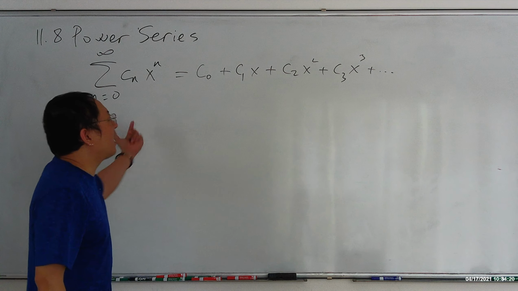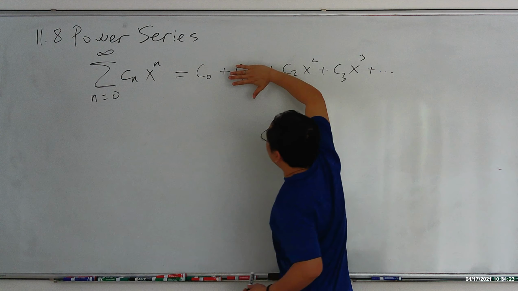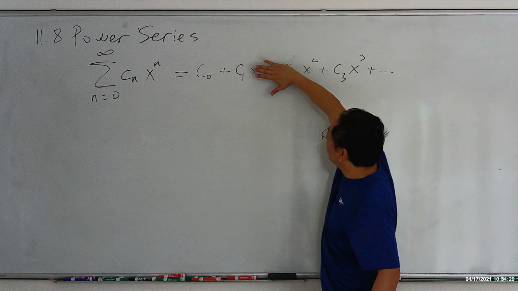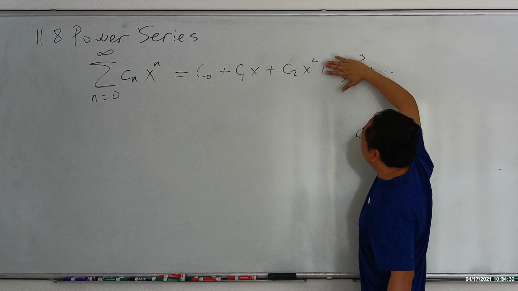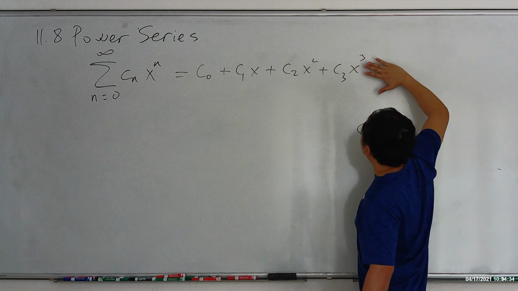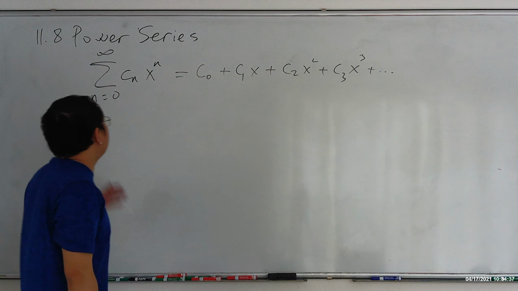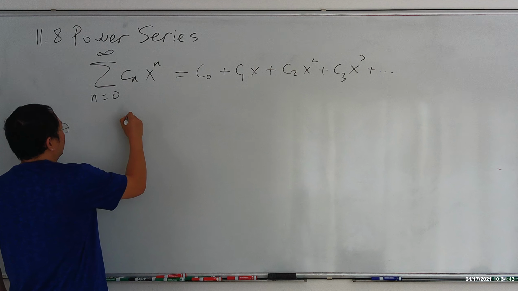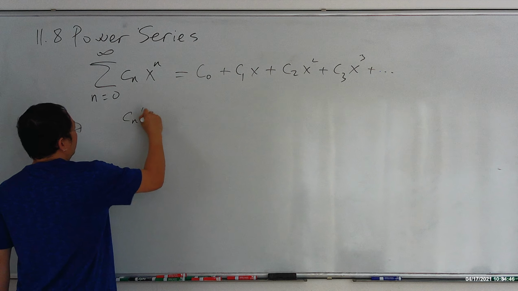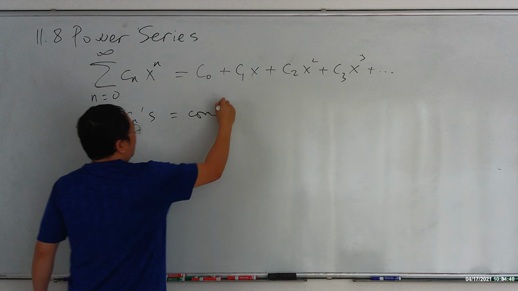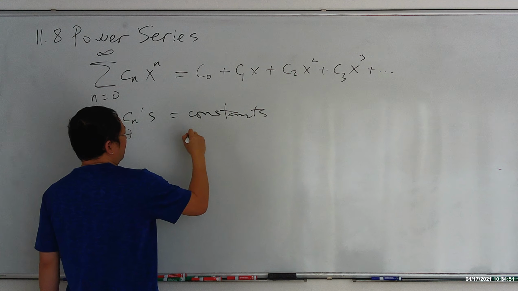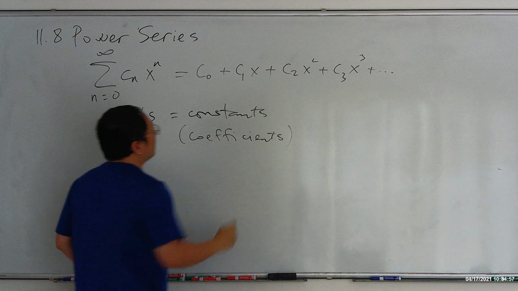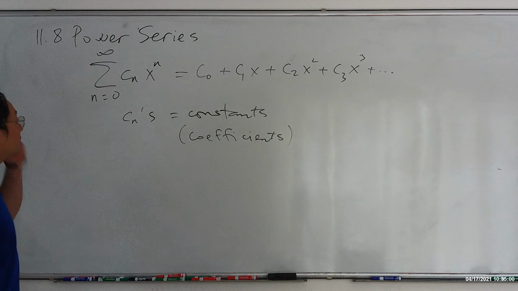You can think of this as a polynomial. Remember, this is a constant, this is a constant, right? And then with x, you have a linear function, a polynomial of degree 1. X squared is a quadratic function, a polynomial of degree 2, and then degree 3, 4, 5. So think of a power series as a polynomial of degree infinity. Keep going forever, okay? In general, C1, C2, C3, or Cn in general, are constants, and we call them the coefficients. Those are coefficients, just like in polynomials.